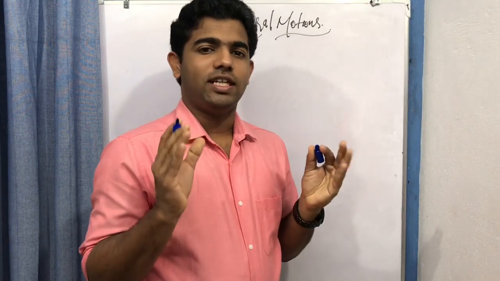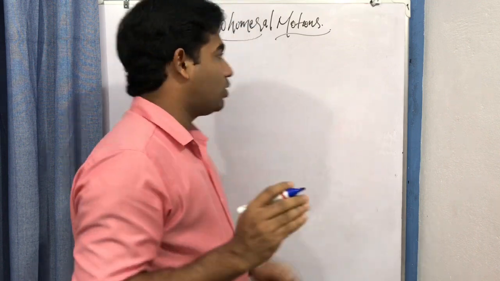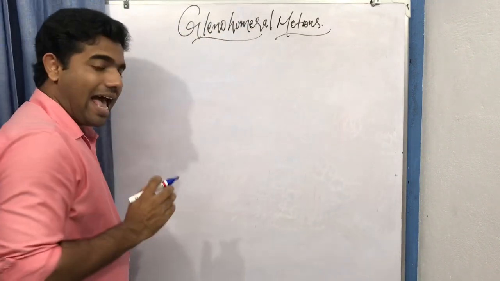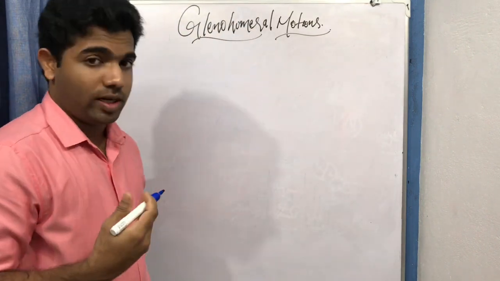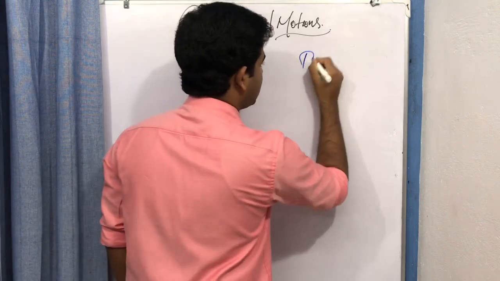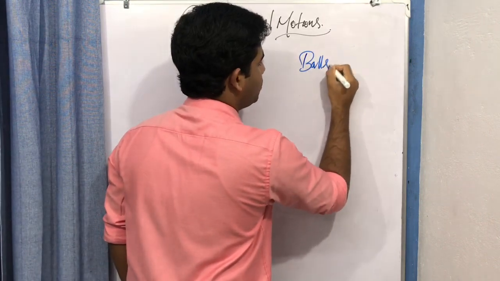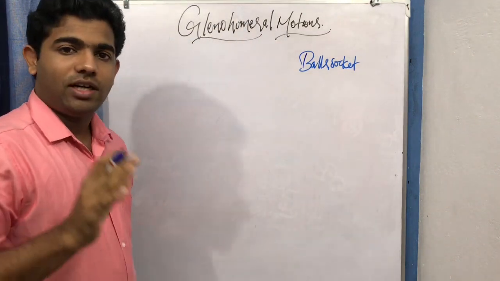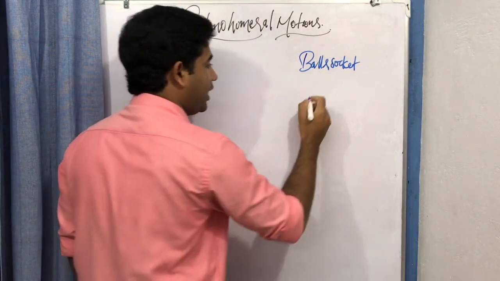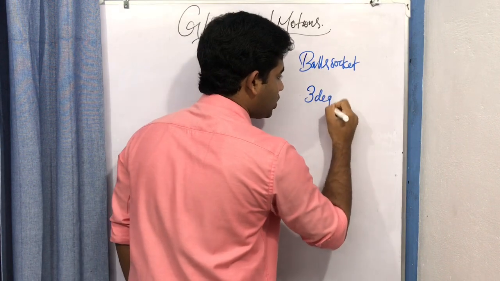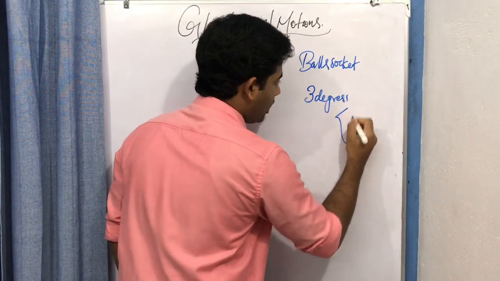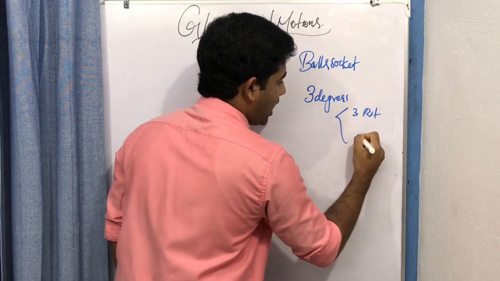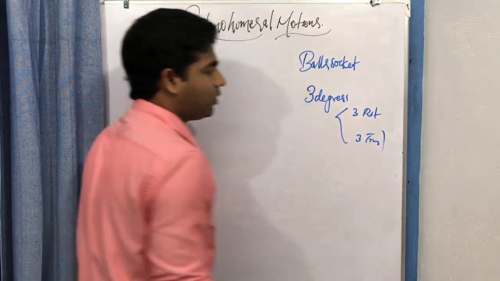The first thing that we need to discuss is the glenohumeral joint motions. What type of joint is the glenohumeral joint? You know that it is a ball and socket type of synovial joint. Definitely, then how many degrees of freedom will it have? It has 3 rotatory degrees of freedom as well as 3 translatory degrees of freedom.